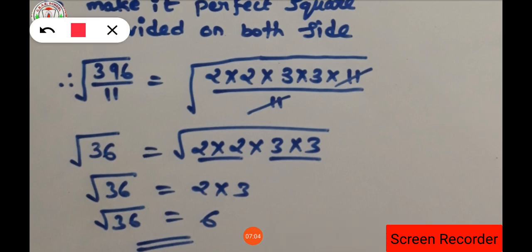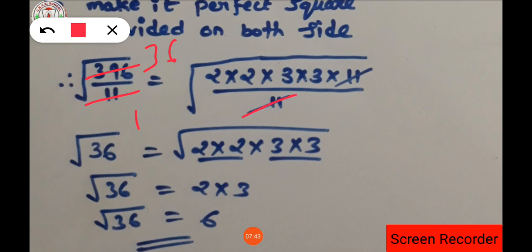So as I told you, the factors of 396 are 2 into 2 into 3 into 3 into 11, and 11 is an unpaired number. So if it is an unpaired number, that means 396 is not a perfect square. If it is not a perfect square, then we have to make it in the form of a perfect square. So to make it a perfect square, we have to divide both sides by 11. Okay, so when 396 is divided by 11, how many times does it go? 36 times. 11 ones are 11, and 11 36s are 396.